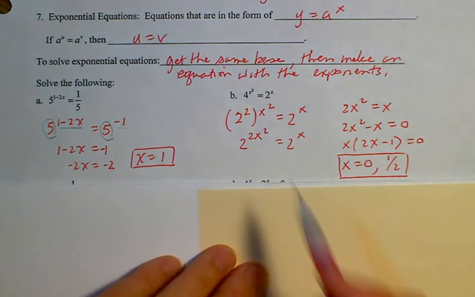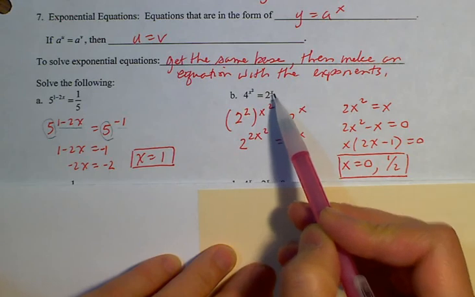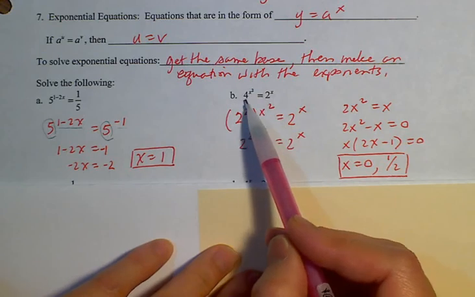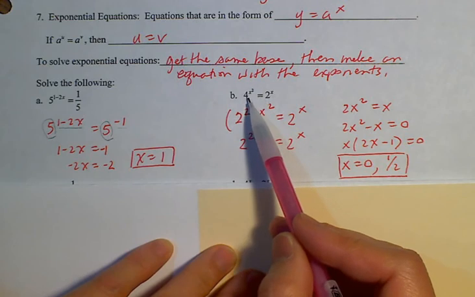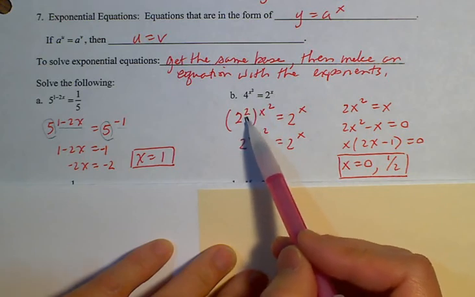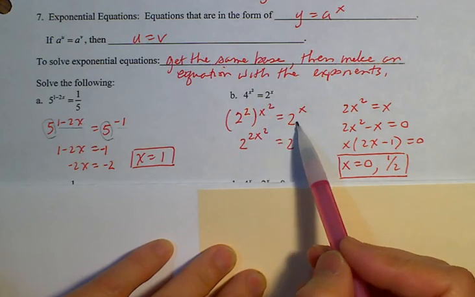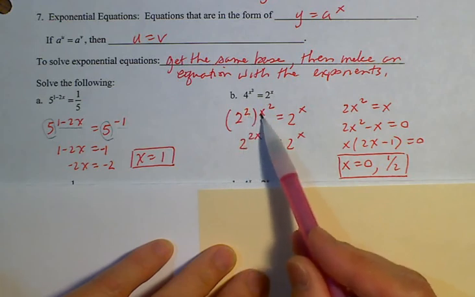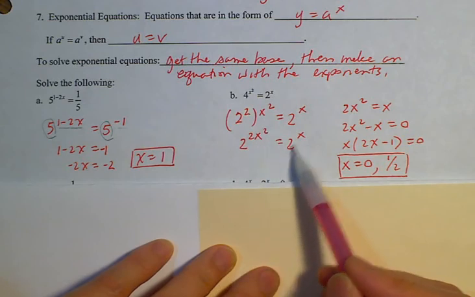Okay, for b, I have 4 raised to the x squared is equal to 2 to the x. So I'm going to make both of them so that it has a base of 2. Usually, if you have a choice, you want to use the smaller one as the base. So I'm going to rewrite 4 as 2 to the second power, and then I'm raising it to the x squared, and the right side I just keep by itself and I don't change anything. And then when you take a power to a power, that multiplies it. So this becomes 2 raised to the 2x squared, and then is equal to 2 to the x.